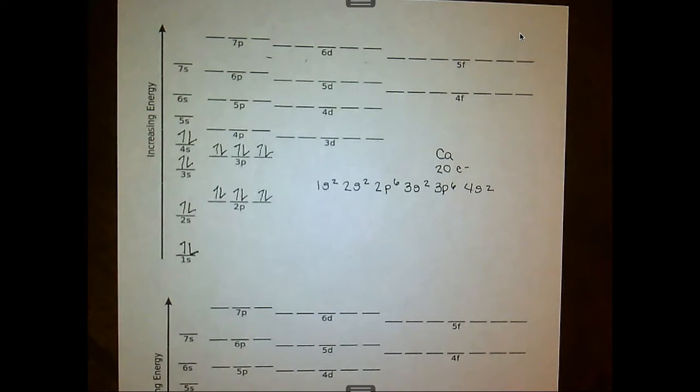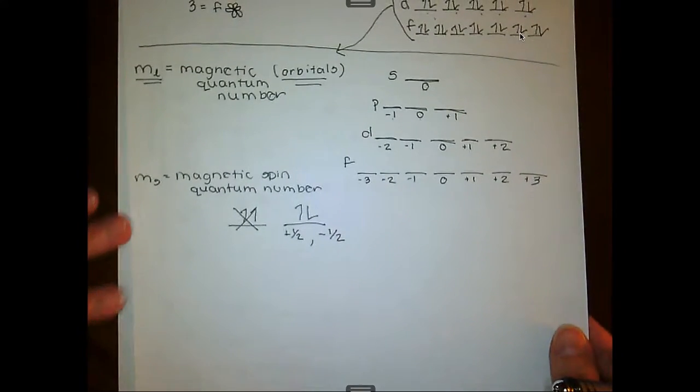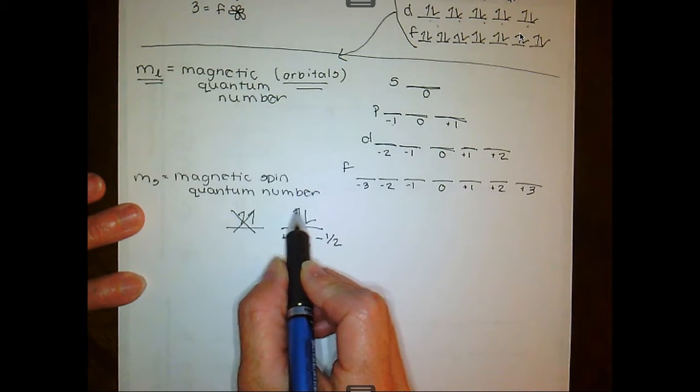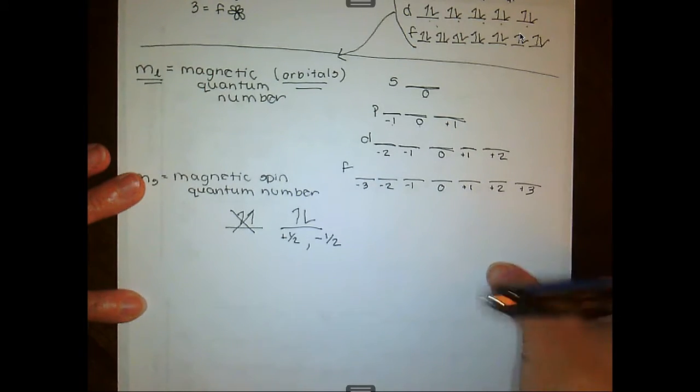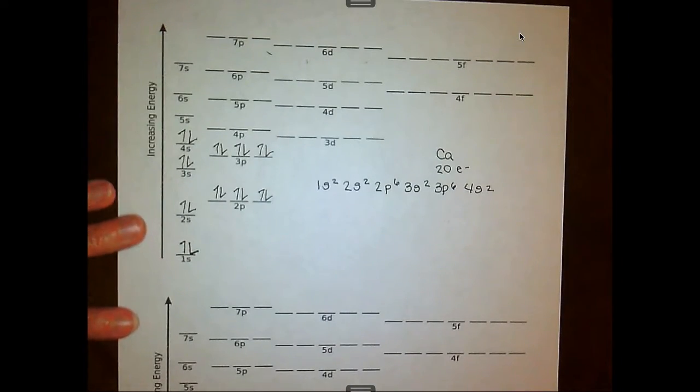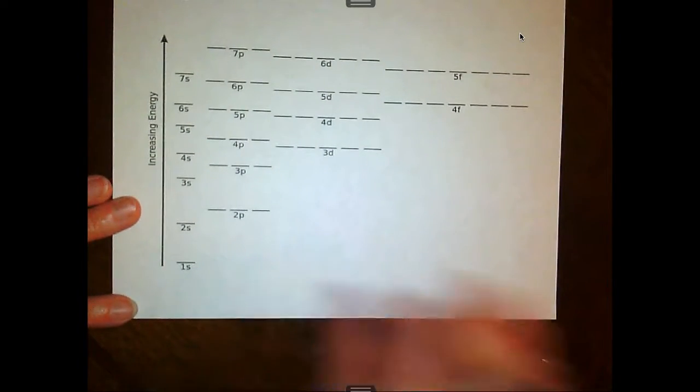If you think back to earlier when I was talking about magnetic spin, the reason that I'm putting them in opposite directions is because we said that no 2 electrons can spin in the same direction. They're going to spin opposite of each other, which is why you see 1 arrow going up and 1 arrow going down there. Let's do one more practice.